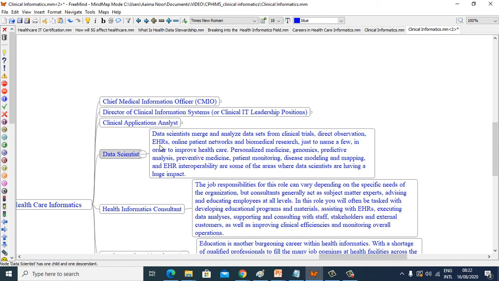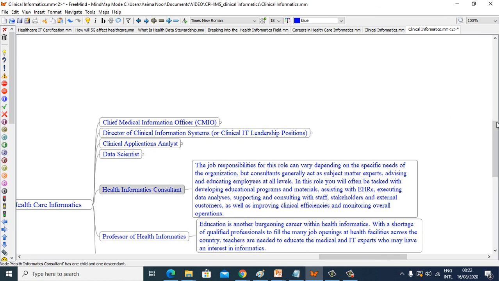Data scientists. Data scientists merge and analyze data sets from clinical trials, direct observation, EHRs, online patient networks, and biomedical research, just to name a few. In order to improve healthcare, personalized medicine, genomics, predictive analysis and preventive medicine, patient monitoring, disease modeling and mapping, and EHR interoperability are some of the areas where data scientists are having a huge impact.